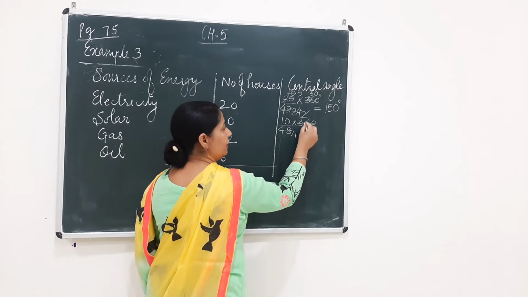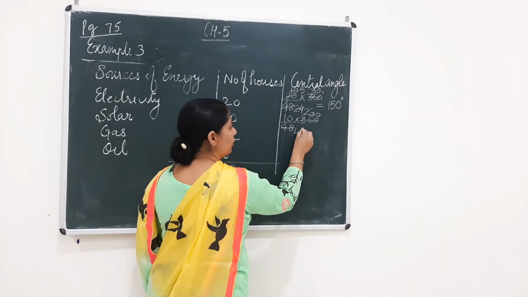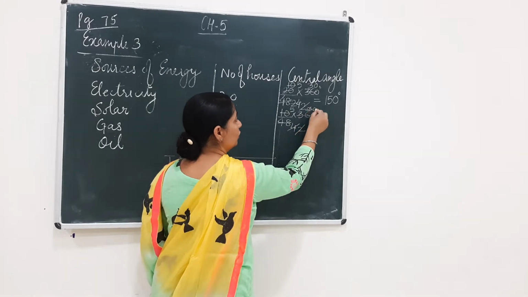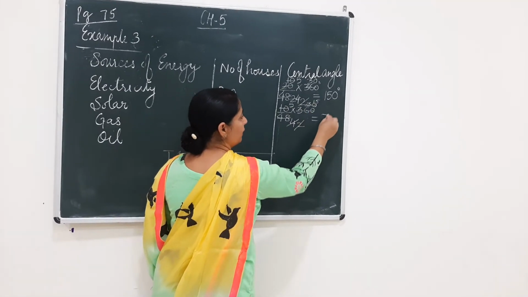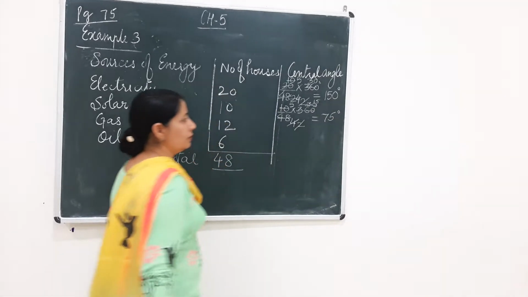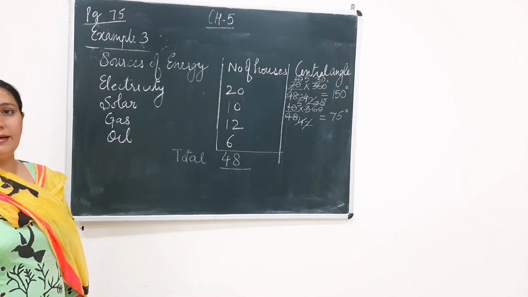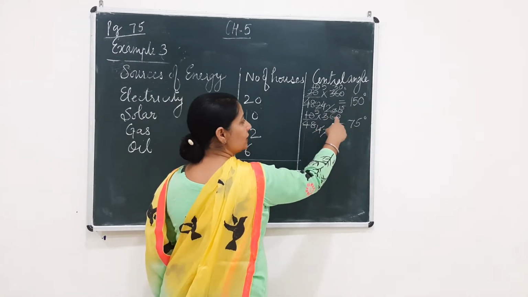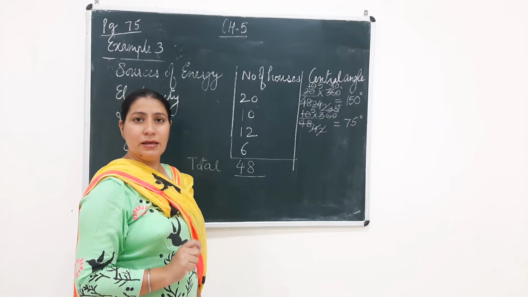12 fours are 48, 12 threes are 36, and 30. On the table of 2, 2 twos are 4, 2 fives are 10, 2 fifteens are 30. So when you do the cutting, 15 and 5 give you 75 degree. You can do this cutting in a rough column on the side, and then you can directly write the angle value in the table also.